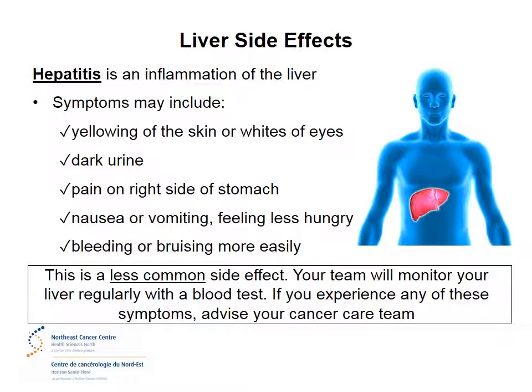Hepatitis is an inflammation of the liver and is a less common side effect of immunotherapy. Symptoms of hepatitis may include yellowing of the skin or whites of the eyes, dark urine, pain on the right side of the stomach, nausea or vomiting, feeling less hungry, and bleeding or bruising more easily. Your cancer care team will monitor your liver regularly with a blood test. If you experience any of these symptoms, advise your cancer care team.